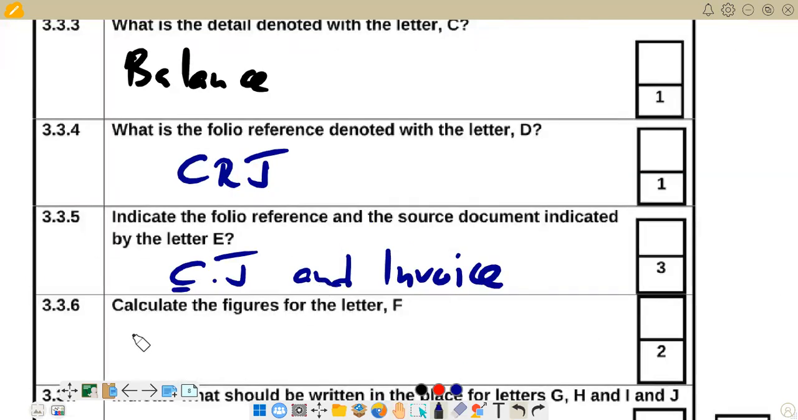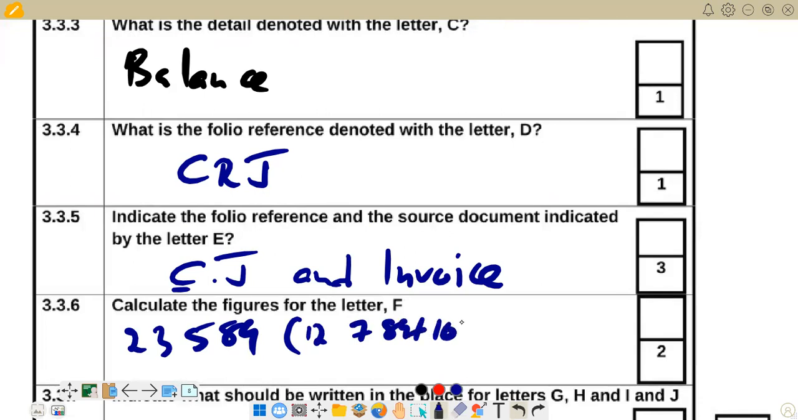And remember, to get it, we said 12,789. We added 10,300. We added 350. We added 150. This is what we did to arrive at 23,589.